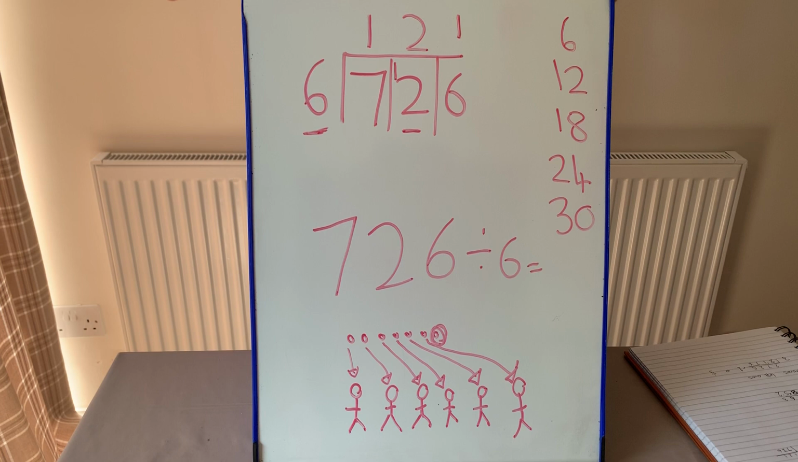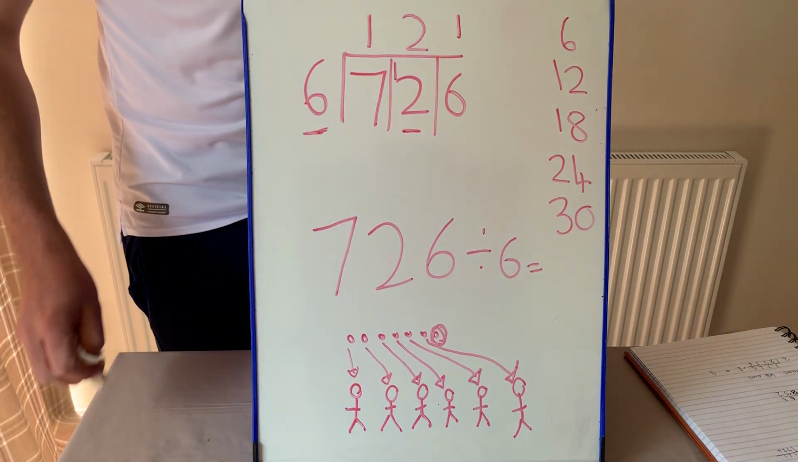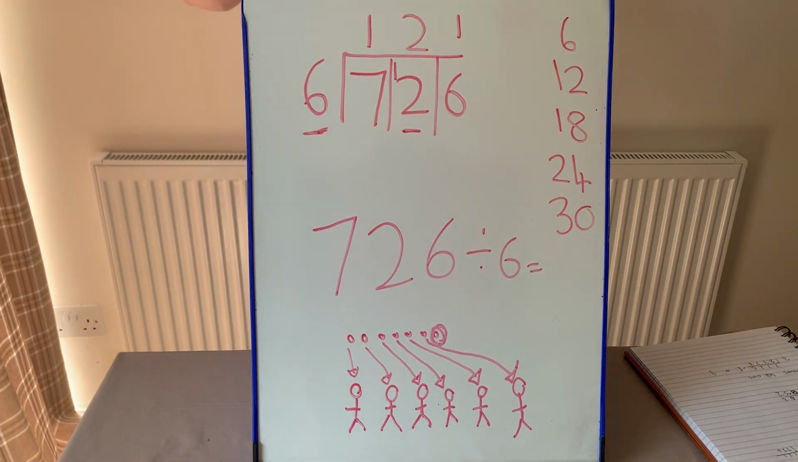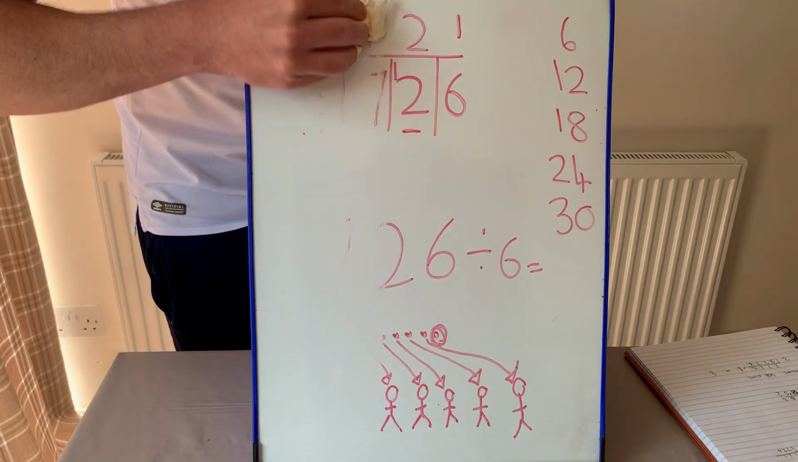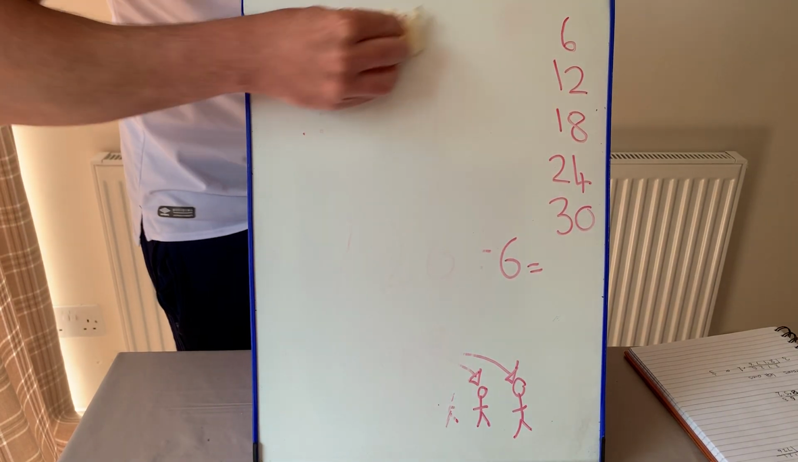I'm going to give you some time to just copy that down and see if you can understand the method. Go through that bit again if you don't understand it, because we're going to go on to 4 digits now. So I'm just going to get my trusty rubber and rub all of my workings out.